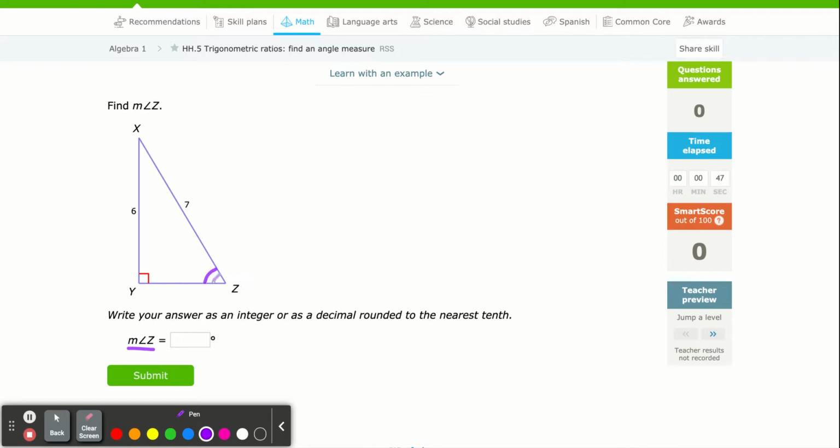Now that we're looking at angle Z, let's label the three sides. Label the hypotenuse, which didn't really matter which angle we looked at. Label the opposite side of angle Z, and label the adjacent. Then look to see which lengths are given. In other words, I'm given the hypotenuse's length and I'm given the opposite length. So then you ask yourself, which trig function uses the opposite and the hypotenuse?